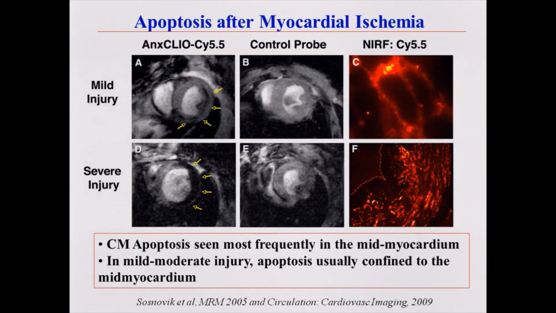This is one of our earlier interests, and in collaboration with Lee Josephson, we developed an iron oxide nanoparticle that was labeled with annexin, which binds to the surface of apoptotic cells. Here you can see we've imaged this with T2 star weighted imaging, causing signal hyperintensity in the infarcted myocardium, the control probe showing very little retention, and because we have a near-infrared fluorochrome on the probe, we can visualize exactly where it is.